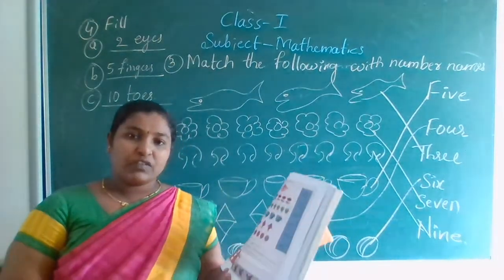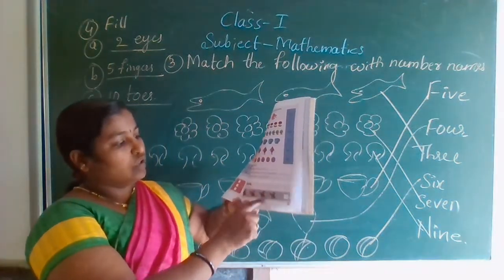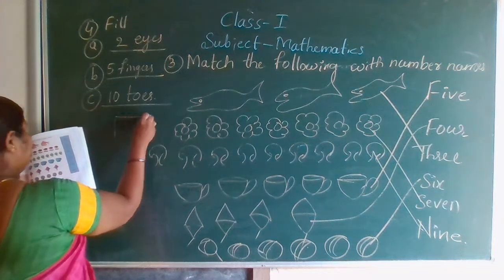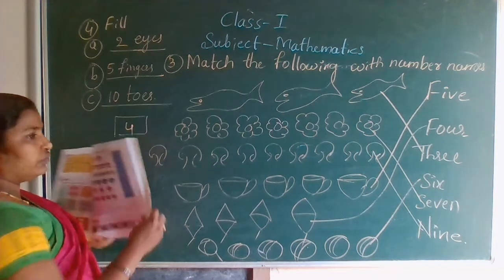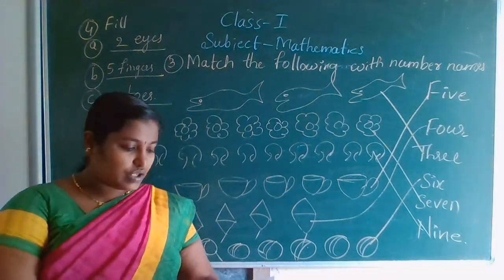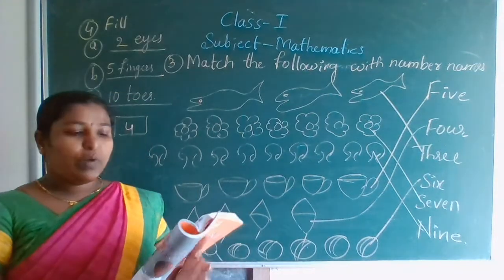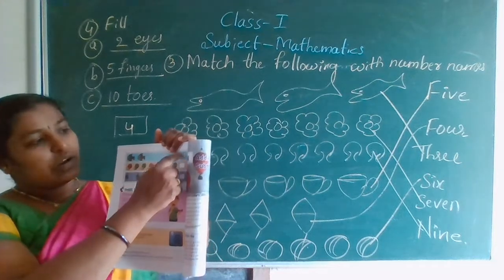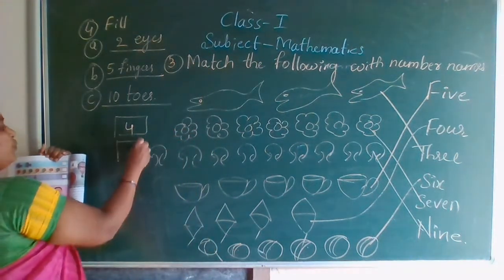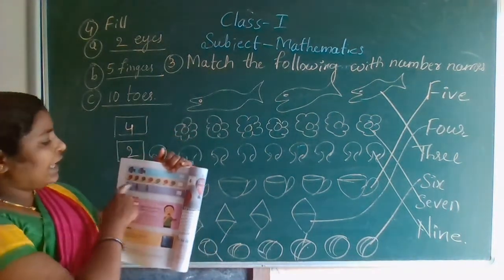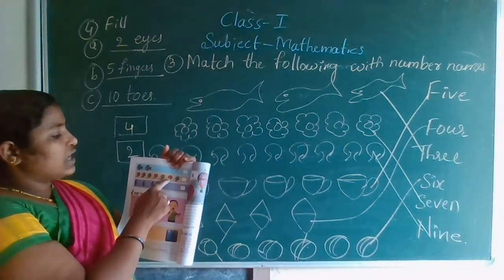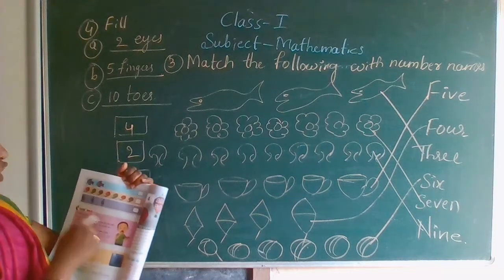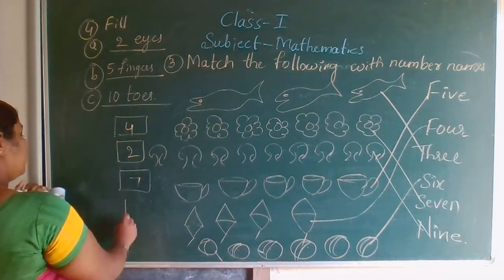There are 4 butterflies. So 1, 2, 3, 4 you count. In this box you write 4. Next, turn the page. How many fishes? There are 2 fishes. So write in the box 2. Caps. 1, 2, 3, 4, 5, 6, 7 caps. There are 7 caps. How many trees? 3.